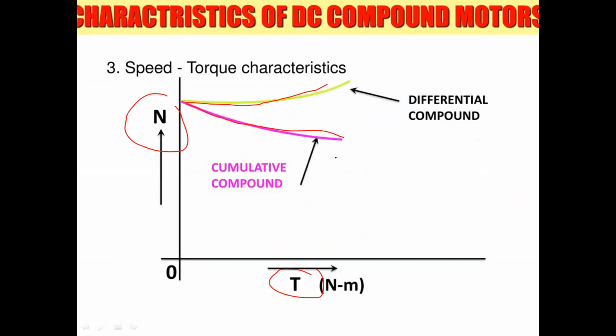So these are the characteristics of different types of motor, depending upon the basic equations we have obtained. Torque is proportional to flux and armature current. Back EMF equals phi Z N by 60 times P by A. V equals Eb plus Ia Ra. From these three basic equations we obtain the characteristics.